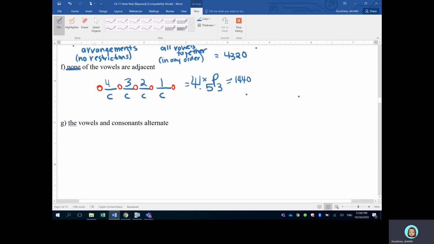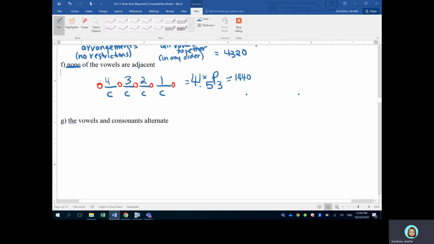Part G, the vowels and the consonants alternate. So we have to use a little bit of logic for this one. I'm going to go ahead and draw the 7 blanks because it doesn't say anything about items being together or none of the vowels being together. It says they alternate. Now, we have fewer vowels than consonants.